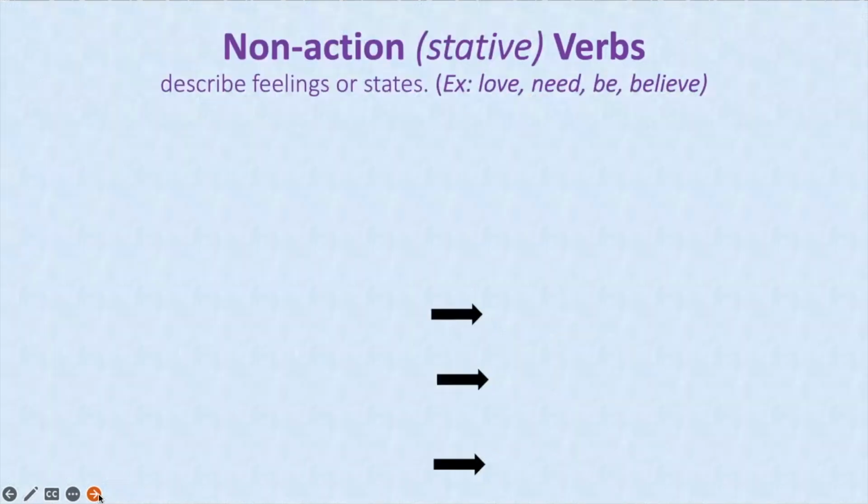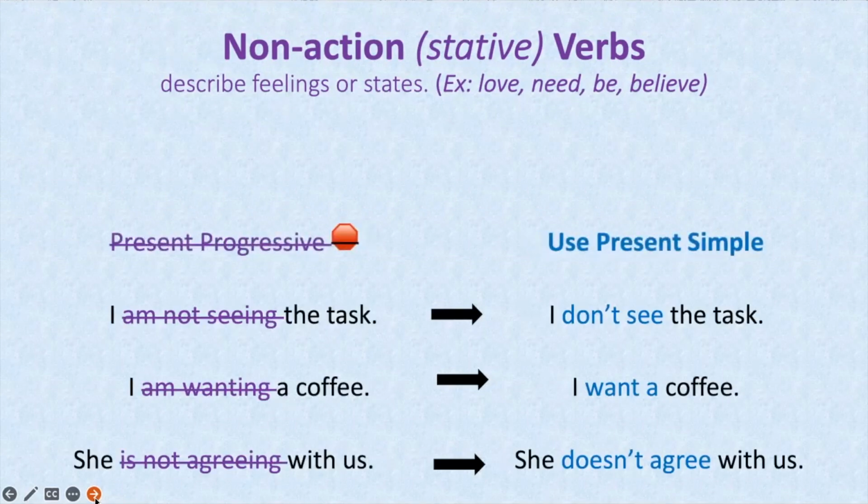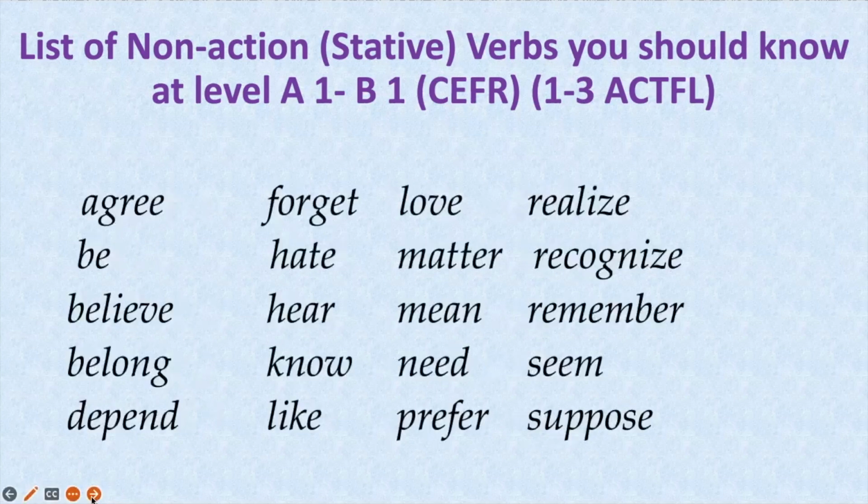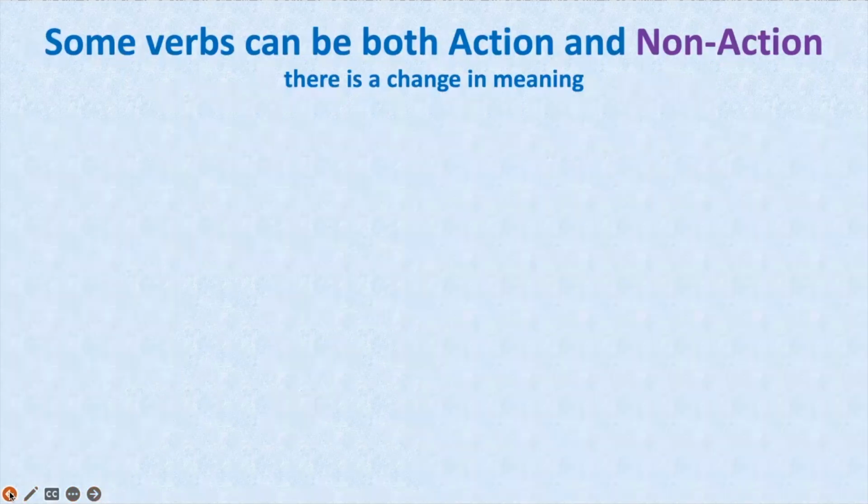Next, let's talk about non-action or state verbs. These are the verbs that describe feelings, senses, or states. Remember, you cannot use state verbs in present progressive. You have to use present simple. Next, I'm going to offer you a list of common non-action verbs that you should know at level A1 to level B1. You can pause the video, copy the list in your notebook, and work with these words. Just practice. Some verbs in English can be both action and non-action.